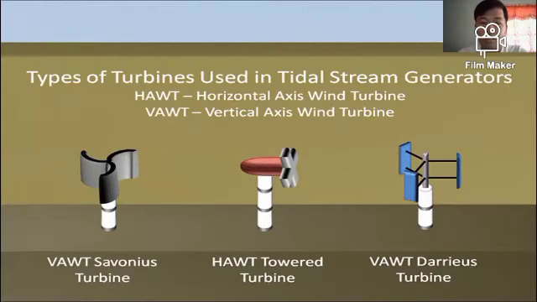in tidal stream generators. For example, HAWT or horizontal axis wind turbine. And ito yung horizontal, nakatayo, ay nakahiga pala yung example of wind turbine. And then yung vertical axis wind turbine, this is example, yung nakatayo. Ito po ang example, yung vertical axis wind turbine, itong Savonius turbine.